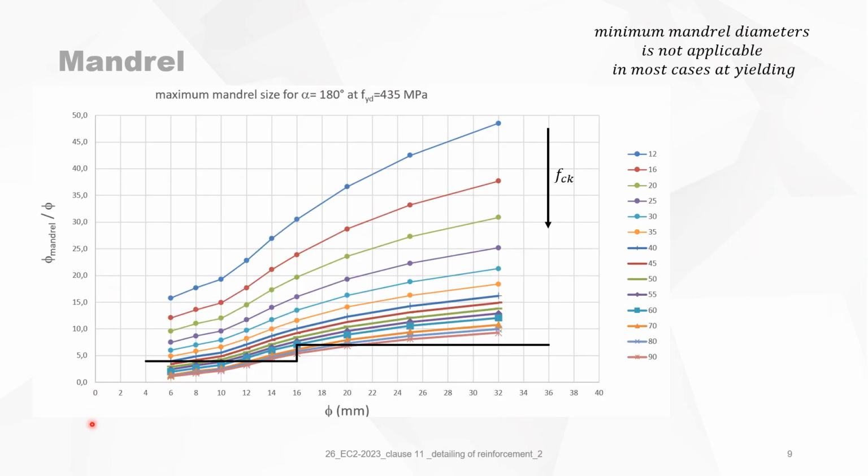Again, we can now put it into a graph, all cases for a pin, and the minimum mandrel diameters are not applicable in most cases at yielding. You can see it clearly. This is only for high strength concrete, but it's a small zone. So you can remember that when you're using a pin, you cannot use the minimum mandrel diameter at yielding of the pin.